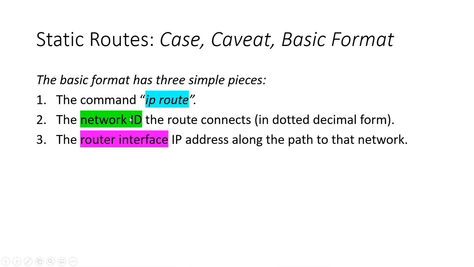So the first piece is the command IP route. The second is the network ID. The route connects: you have a network out here you can't reach, and this network ID is the second piece. The third component of the command is the router interface, the IP address of the router that's along the path to that network. So this network has a router, and there's an interface on that router. We'll show you an example of that in just a moment.